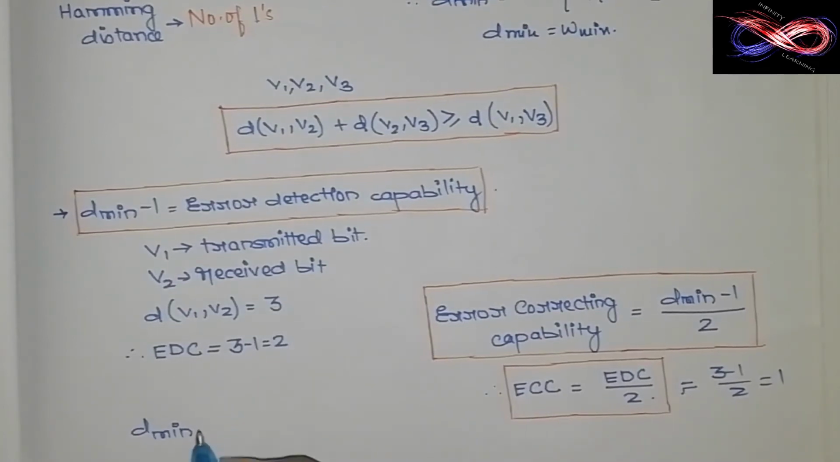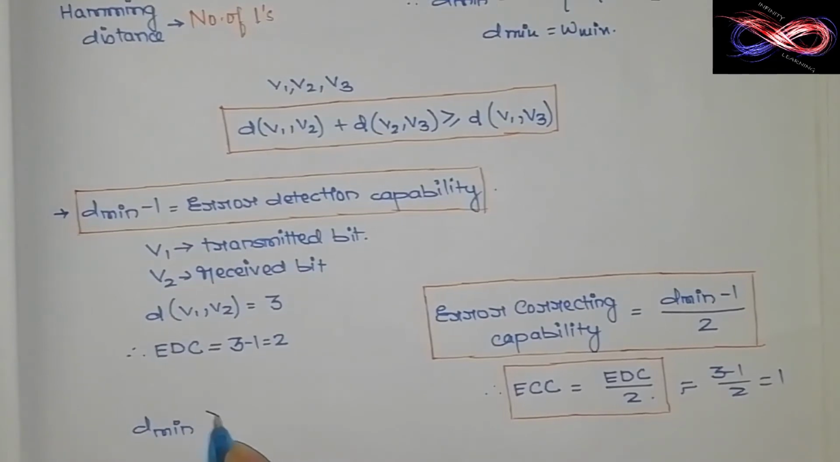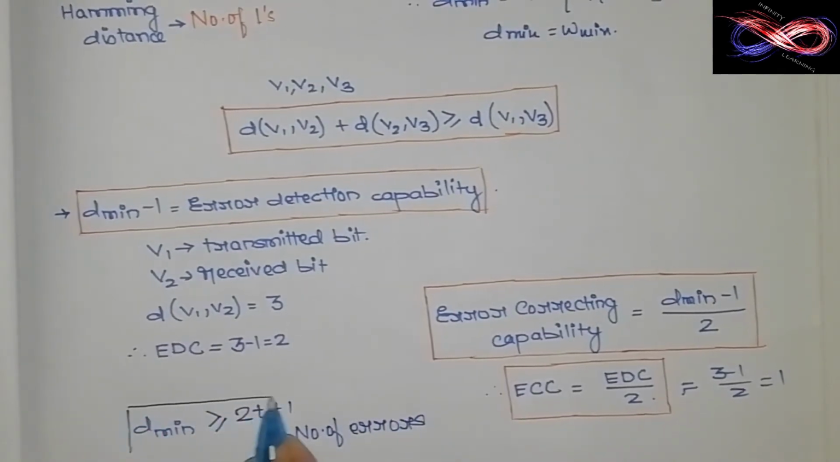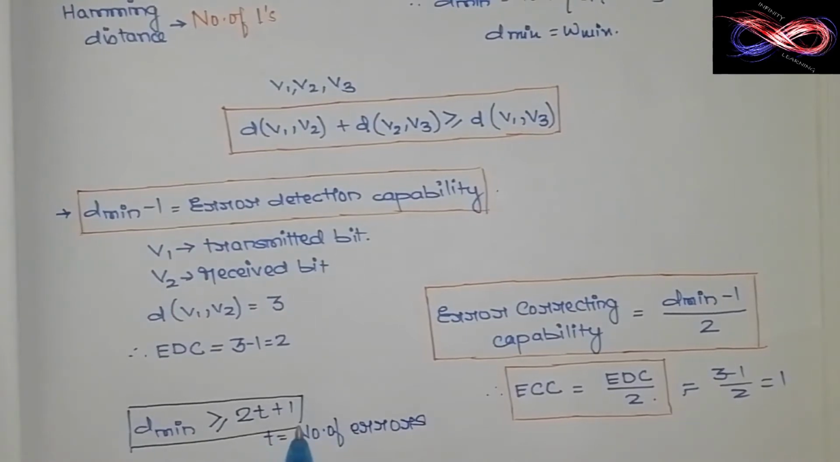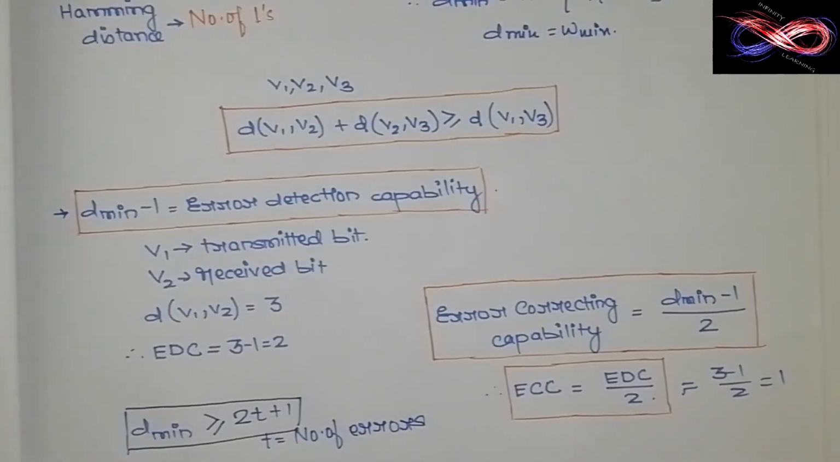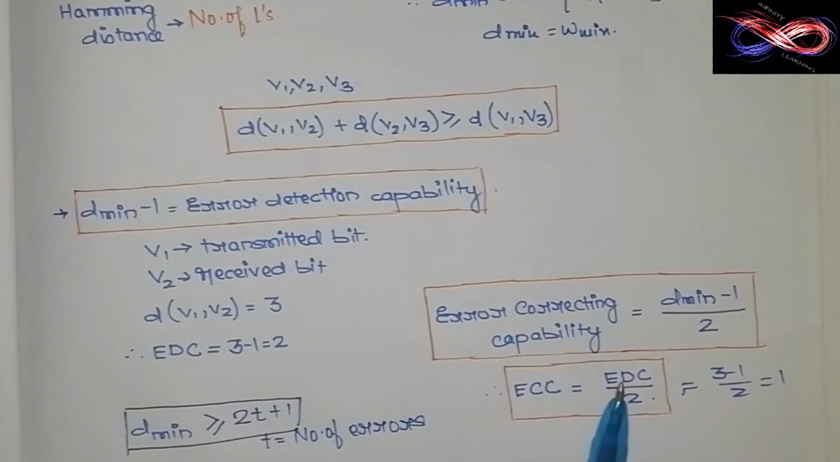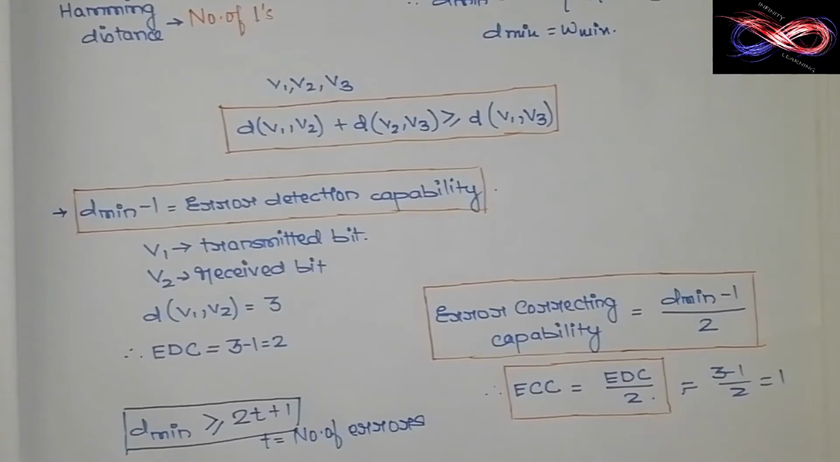Now there is an inequality regarding D minimum too. D minimum can be greater than or equal to 2t plus 1, where t is the number of errors. This inequality is also very important, so we need to remember this. So we require two terms, detection and correction. So we got the detection formula and also the correction formula. Now we can easily detect an error and correct it. Now let's solve a problem regarding the above concepts.